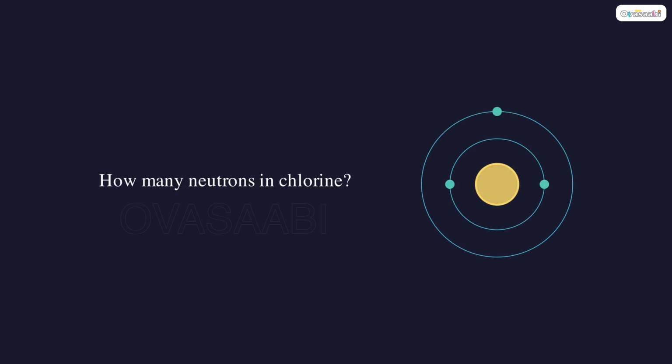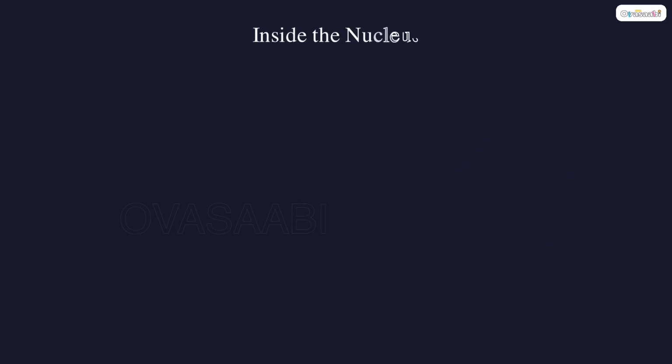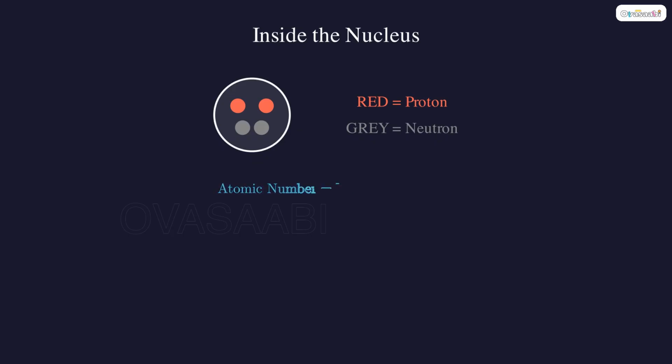If someone gives you an element's numbers, can you figure out what's inside the atom? Let's find out. The atomic number tells you how many protons are inside the nucleus. That number is the atom's identity card.